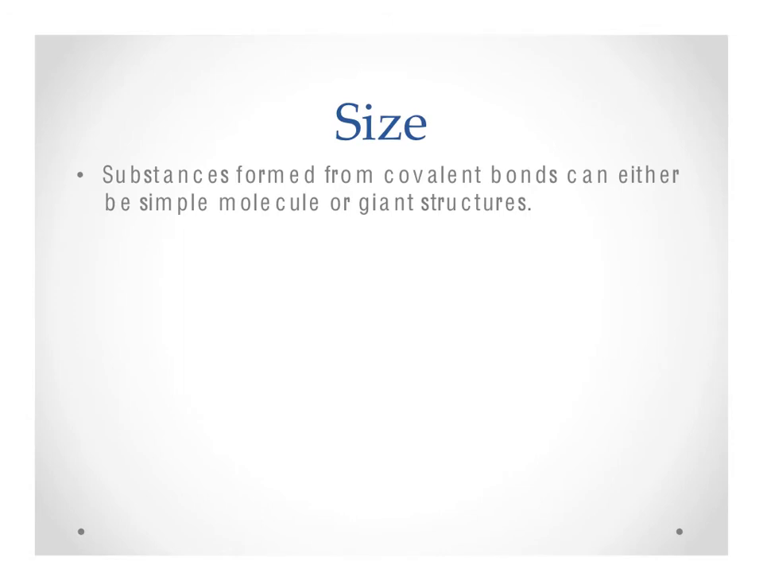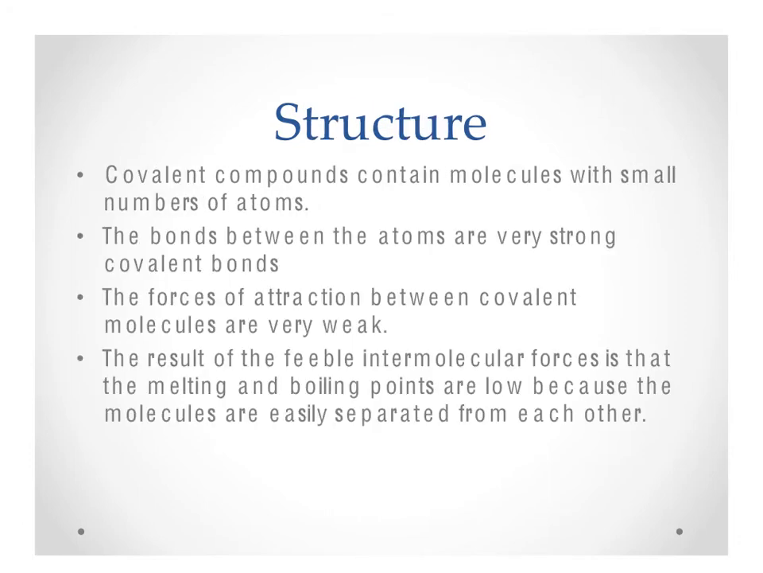Covalent substances tend to be simple molecules or giant structures. Covalent compounds tend to contain molecules with a small number of atoms. The bonds between the atoms are very strong covalent bonds. The force of attraction between the covalent molecules is very weak. The result of the weak intermolecular forces is that the melting and boiling points are low because the molecules are easily separated from each other.